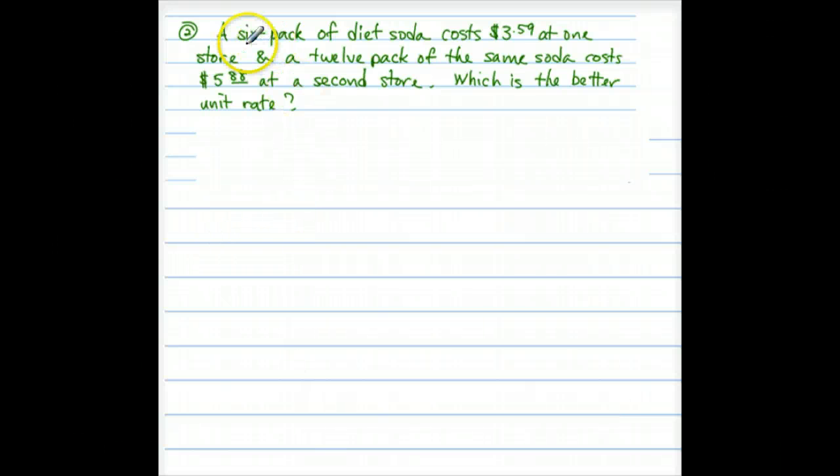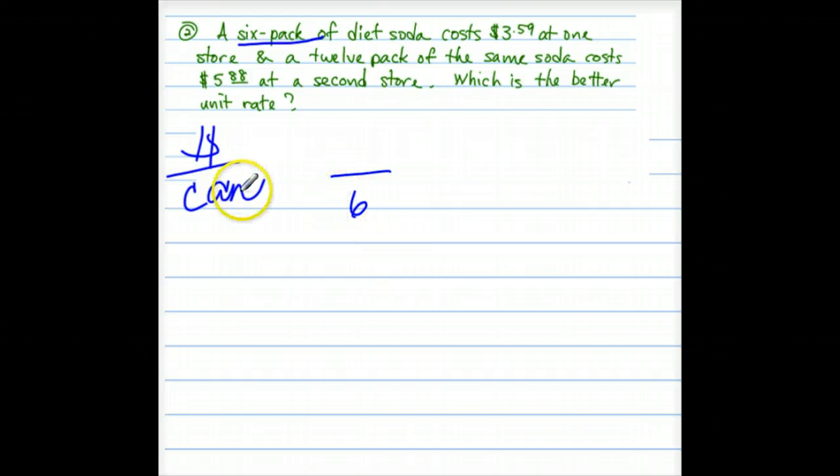Alright, one more example of unit rates. A 6-pack of diet soda costs $3.59. And a 12-pack of the same soda costs $5.88 at a different store. Which is the better unit rate? We want the least price now per can. So I'm going to set this up as price over can. So in my first example, a 6-pack, so I'm going to put 6 on bottom, 6 cans, I can get for $3.59.